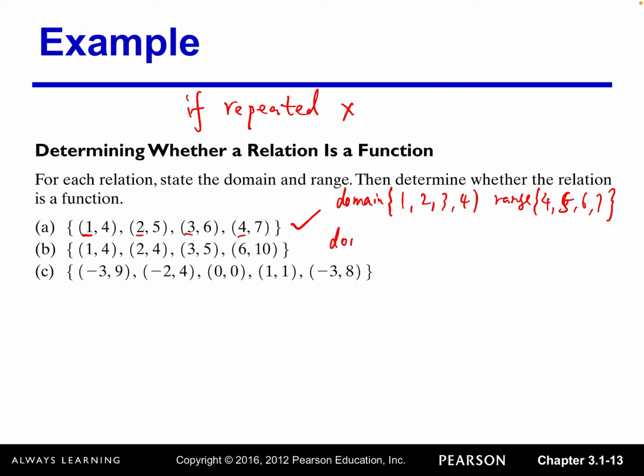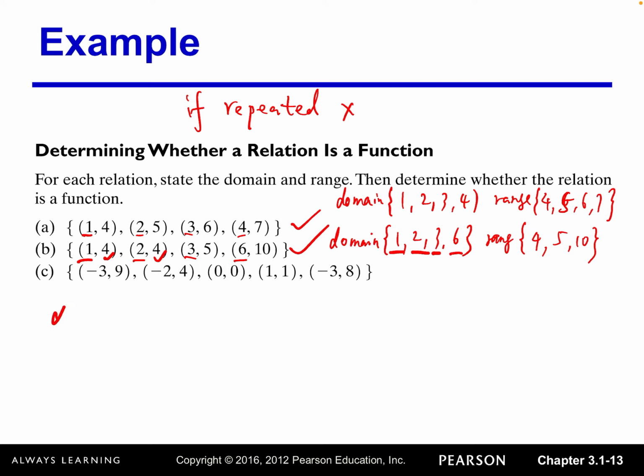Let's look at B. We find the domain and range first and then determine whether it's a function or not. Domain: 1, 2, 3, 6, all the values of x. And then the range, all the values of y: 4, and here is another 4. For a repeated value, we don't write 4 two times, only one time. No repeated values: 4, 5, 10. Whether this is a function, we only look at the x values, whether there is a repeated one. No repeats, all distinct values of x. So yes, it is a function.